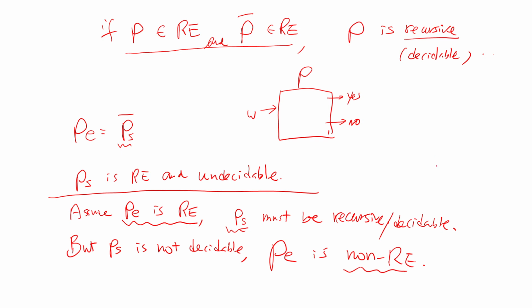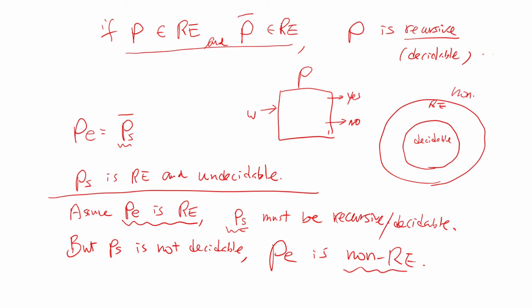So we can use this diagram to show the relation. This is recursive or decidable. Outside that is RE, and decidable must be RE. Outside this is non-RE. A problem that is undecidable could be RE or could be non-RE. Here we have the problem of hello world, which is RE, undecidable. The problem of printing out something is RE, undecidable. And PE is actually outside the circle. It's non-RE.